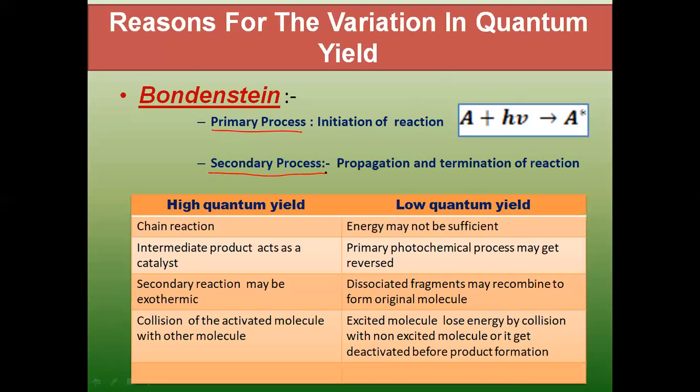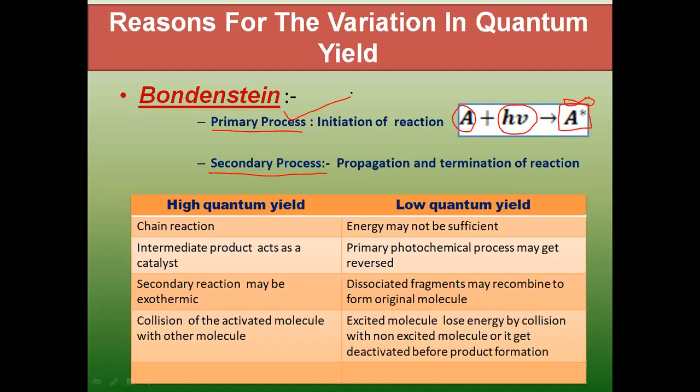Primary process means, when any chemical actinometer or any absorbing molecule absorbs energy, it gets excited and moves to the excited energy level. See here, there is a molecule, it absorbs some photon, some quanta of energy, and undergoes excitation. That is A star. So there is excitation of molecules, activation of molecules, initiation of the process. This is called the primary process.